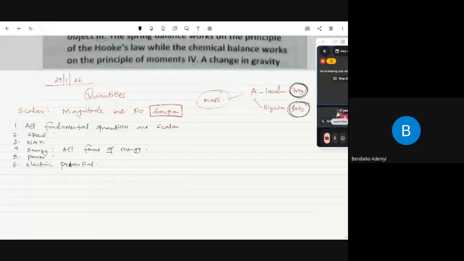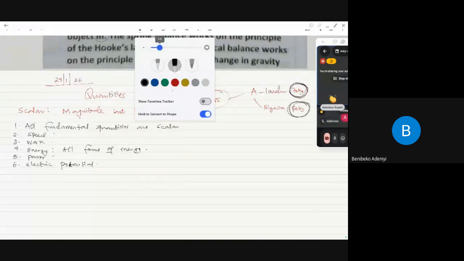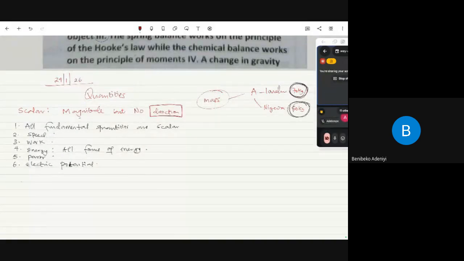Now, let's come to vector quantities. I'm also going to explain some things about vector quantities. We will come back to these examples of scalar and talk more about them. Vector quantities have both magnitude and direction. So when we say vector quantity, they have magnitude and they have direction.